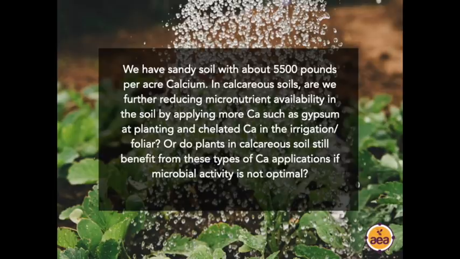Hi, John. We have sandy soils with about 5,500 pounds per acre calcium. In calcareous soils, are we further reducing micronutrient availability in the soil by applying more calcium, such as gypsum at planting, and chelated calcium in the irrigation or foliar? Or do plants in calcareous soils still benefit from these types of calcium applications if microbial activity is not optimal?